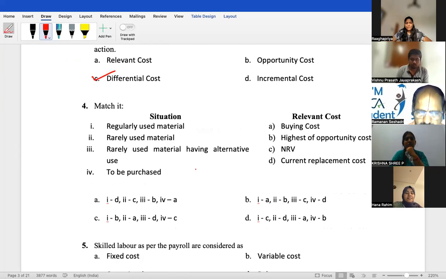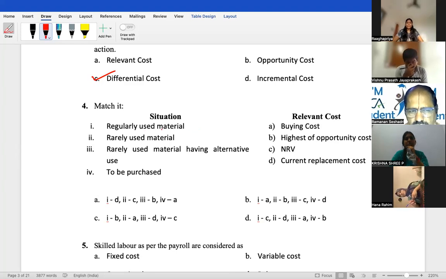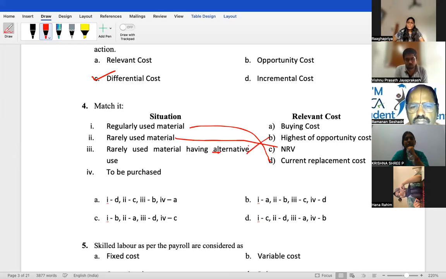Fourth one, match it. Situation and relevant cost. Regularly used material. Rarely used material. Rarely used material having alternative use. To be purchased. Relevant costs: buying cost, highest of opportunity cost, NRV, current replacement cost. Regularly used material means current replacement cost. Rarely used material means NRV. NRV is the saleable value that you can get. Having alternative use, therefore highest cost. To be purchased means buying price. So Option A.